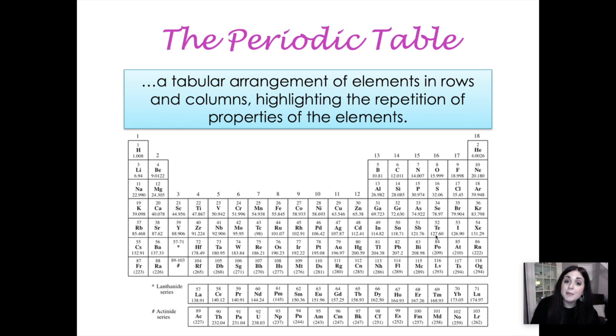This is a tabular arrangement of the elements in rows and columns, or periods and groups, highlighting the repetition of properties of the elements. So we started to talk about it in Unit 2. All of your elements in Group 1 are alkali metals. Your alkali metals are very reactive with water. They're so soft they can be cut with a knife. They're not very dense. They all have a metallic luster.